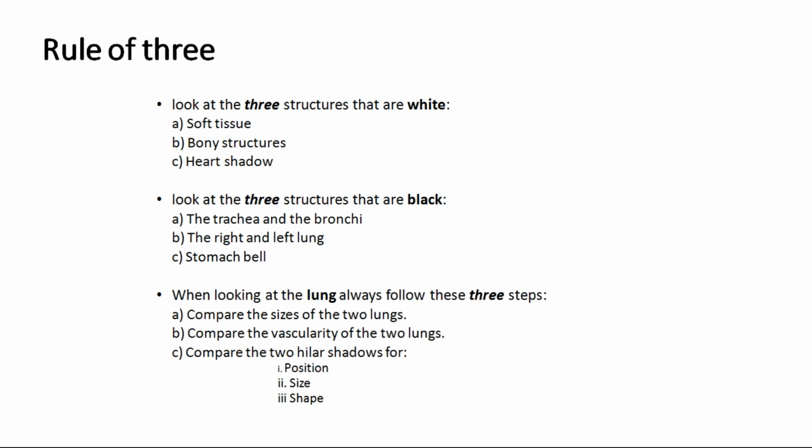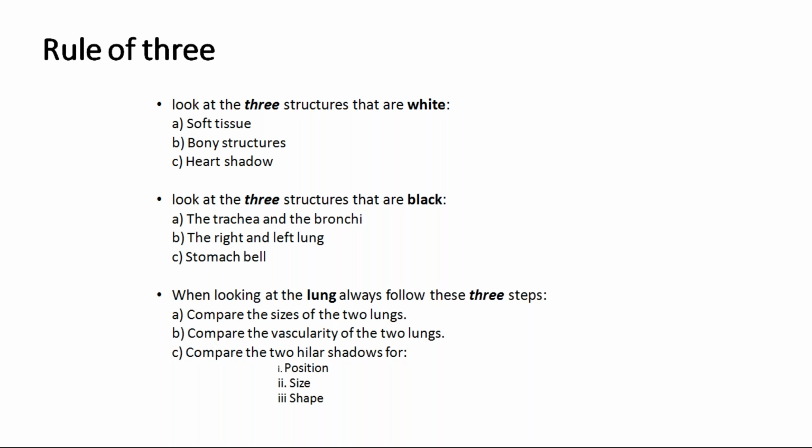The rule of three: there are three structures which are white. Soft tissue, the bone looks white, and the heart shadow is also white. These are normal. There are three things which are black. The trachea, that means all those conditions which contain air appear black. Trachea is black. Bronchi are black. The right and left lungs, if well aerated, should look black. And the stomach bubble, that is the gas inside the stomach, should look black. We call it the stomach bubble.